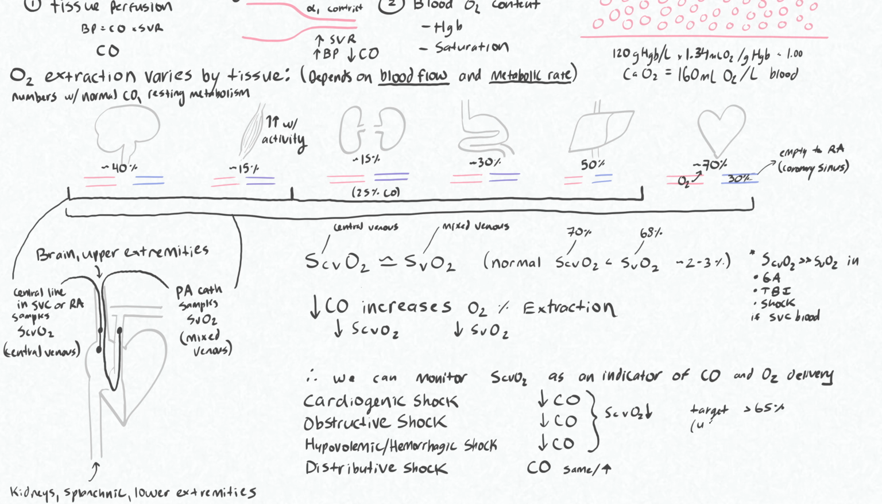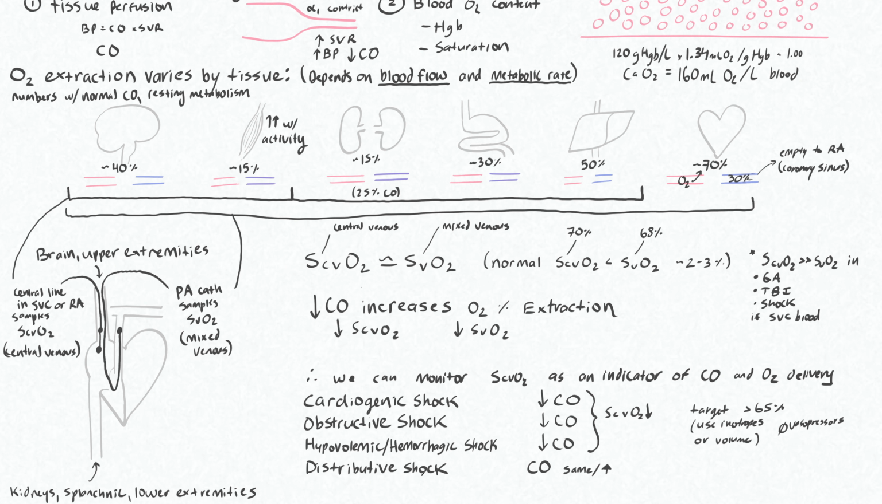So we may need to use inotropes to increase our cardiac output, or maybe volume is going to be the answer, especially if we have hemorrhagic or hypovolemic shock. But importantly, vasopressors are not going to fix our cardiac output problem.